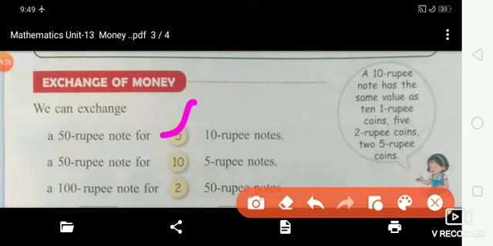A 50 rupees note for 5 rupees notes. That means 10 notes of 5 rupees are 50 rupees. A 100 rupees note for 50 rupees notes: 2 notes are 100 rupees. That means a 10 rupees note has the same value as 10 1 rupees coins, 5 2 rupees coins, or 2 5 rupees coins. Okay.